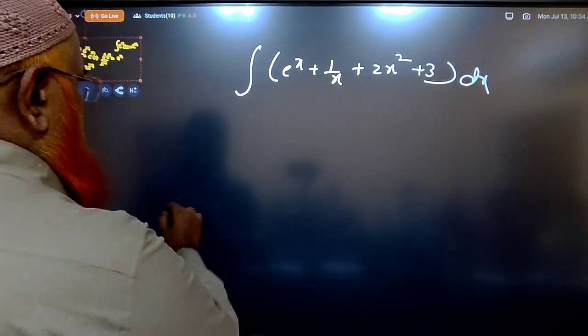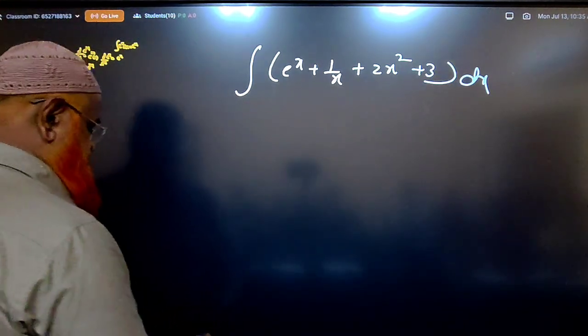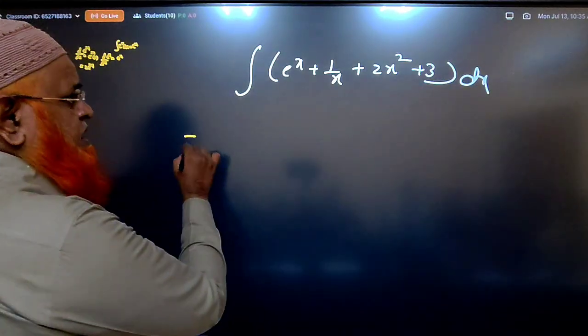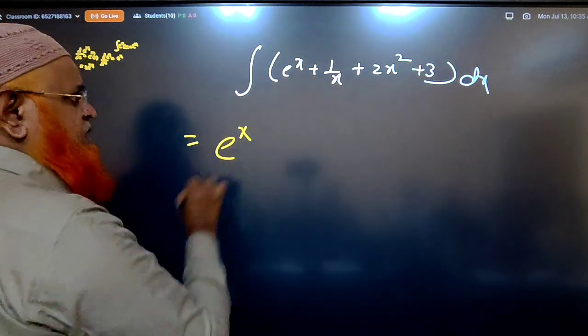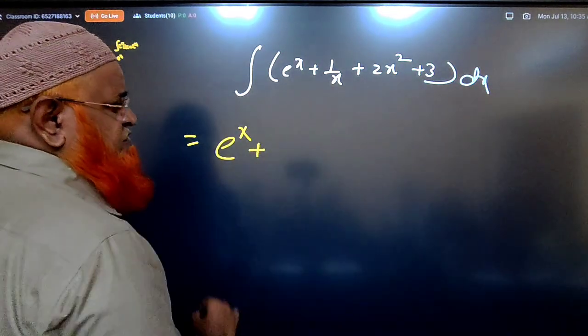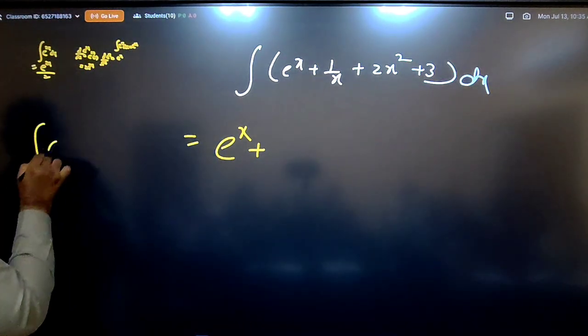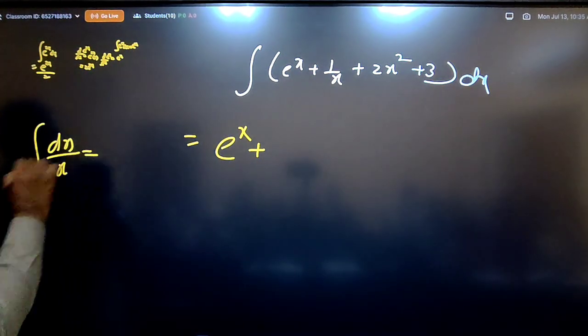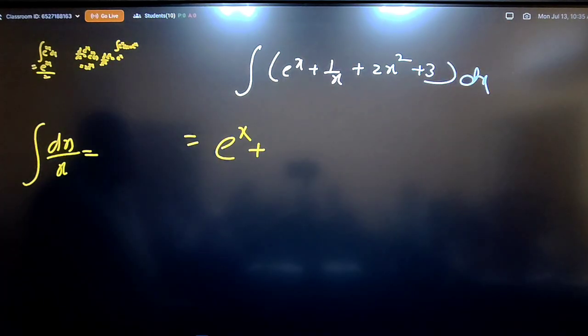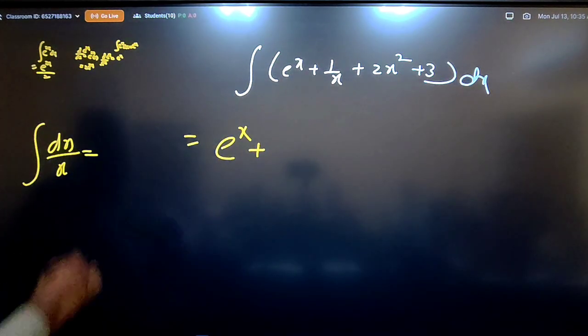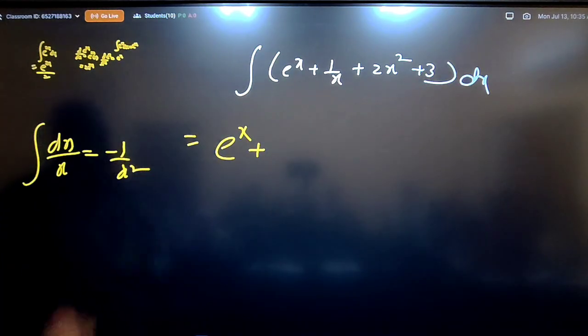Okay, so now how will you solve this problem? See, integration of e power x is again e power x only, plus integration of x power 1 by x. Whenever you get dx by x, what will you write now? You know x power of minus 1 into dx, so directly you can write minus 1 by x square.